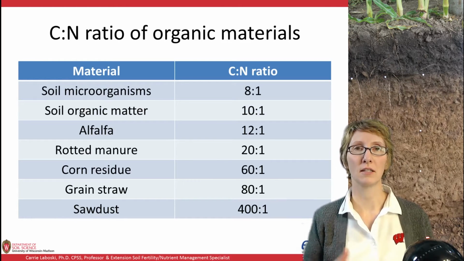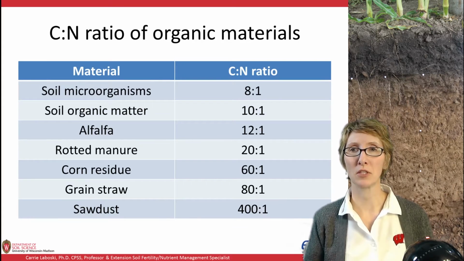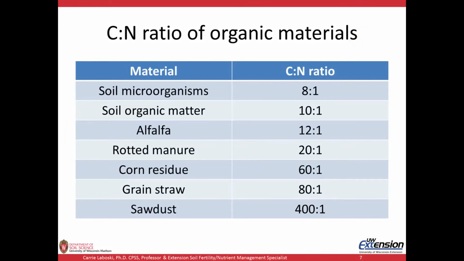Now, this slide is showing you just the general C to N ratios of organic materials that exist. And you can see soil microorganisms themselves have a C to N ratio of 8, soil organic matter is about 10, alfalfa is 12. Now we start going on the high end: look at sawdust, it's 400 to 1, grain straw 80 to 1, corn residue 61. So different crops are going to have different C to N ratios, so that factors into how quickly they break down and also how much N might be immobilized during that process.